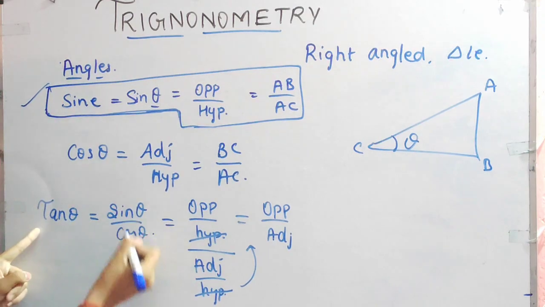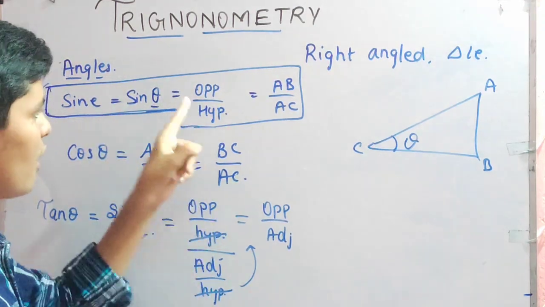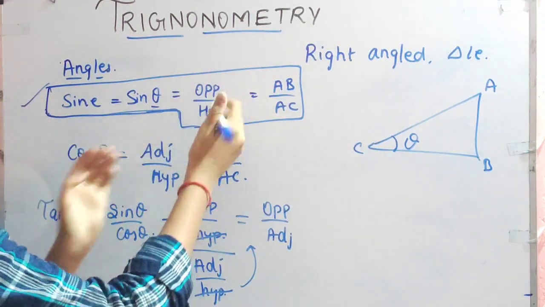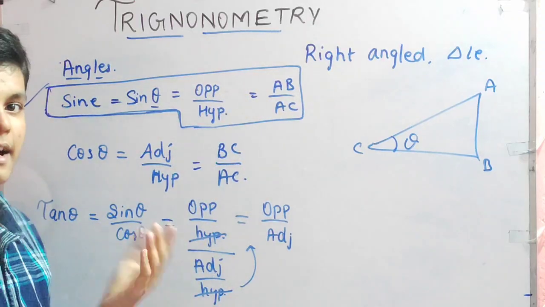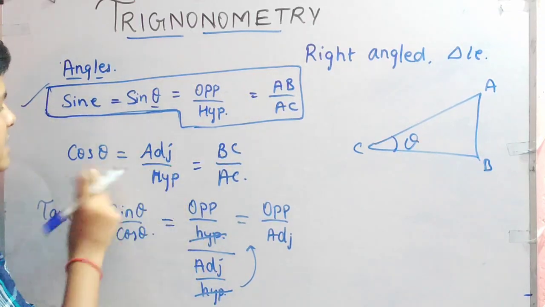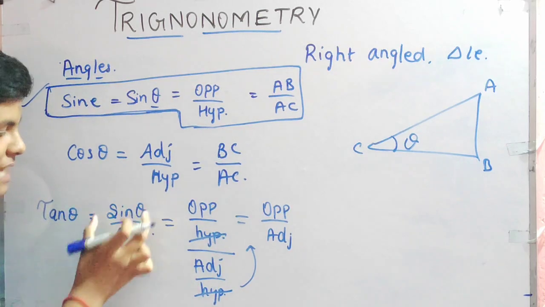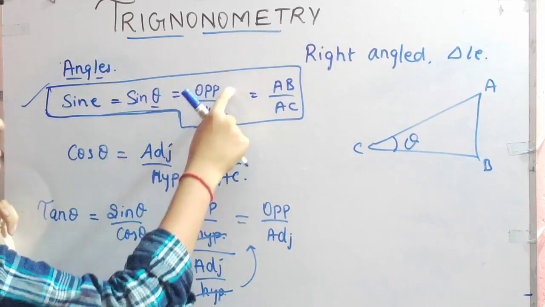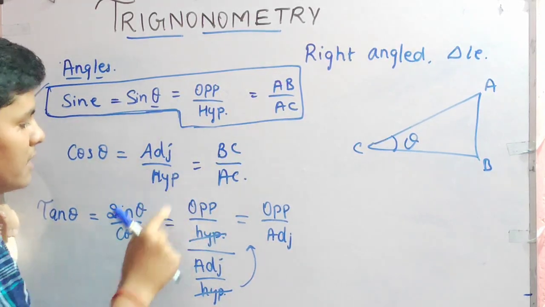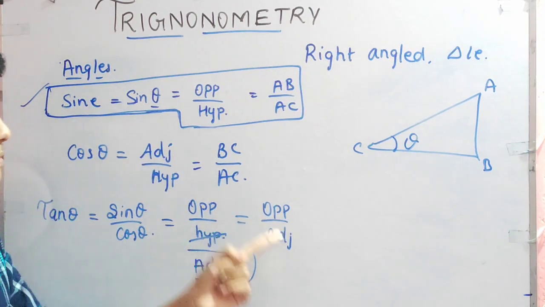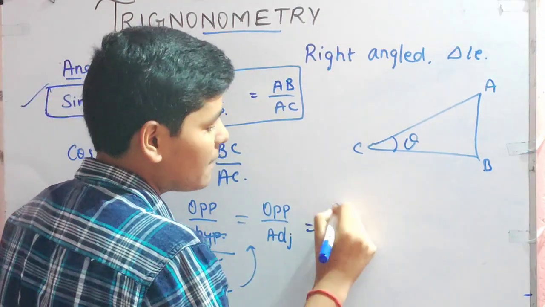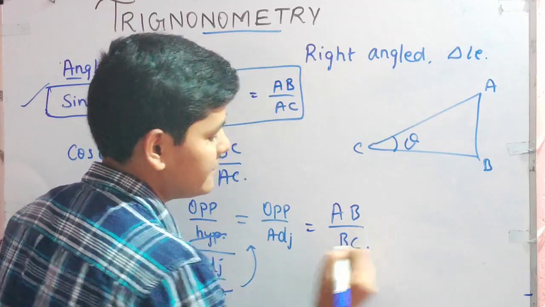See, tan theta is sine theta by cos theta. Sine theta we have to remember, opposite by hypotenuse. We know if opposite comes first, it is sine. If it is other than opposite, if it is adjacent, it is cos. Tan theta is sine theta by cos theta. Sine theta is opposite by hypotenuse, cos theta is adjacent by hypotenuse. So hypotenuse gets cancelled, so opposite by adjacent, and opposite is AB, adjacent is BC.